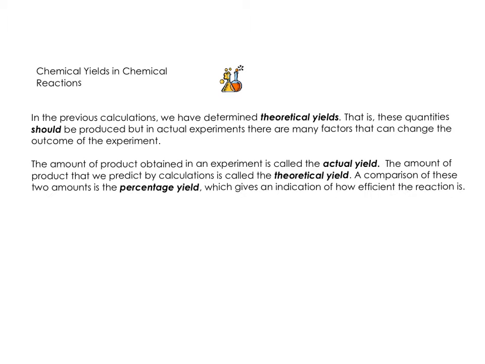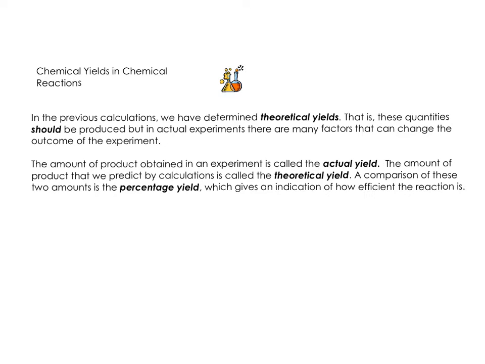Okay, chemical yields and chemical reactions. In the previous calculations, we've looked at theoretical yields. So those quantities that we should get in an experiment when we do the math on paper. But in actual experiments, there are many factors that can change the outcome of your experiment.